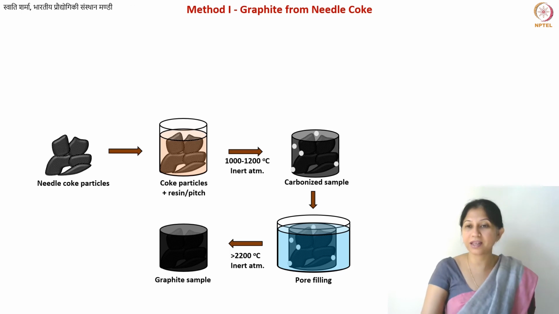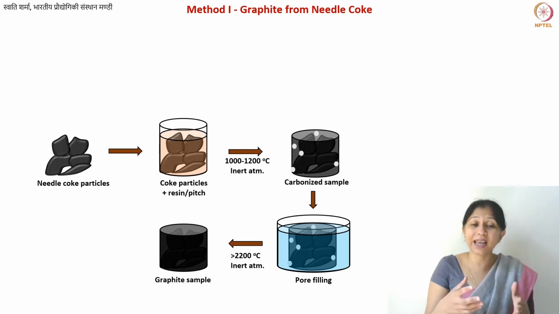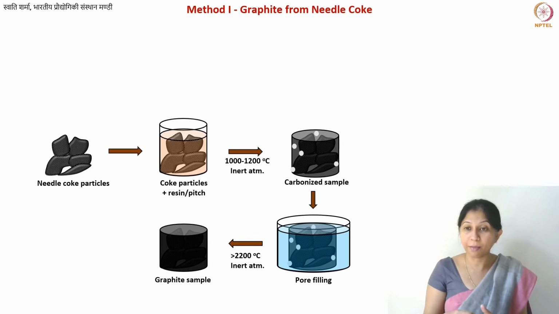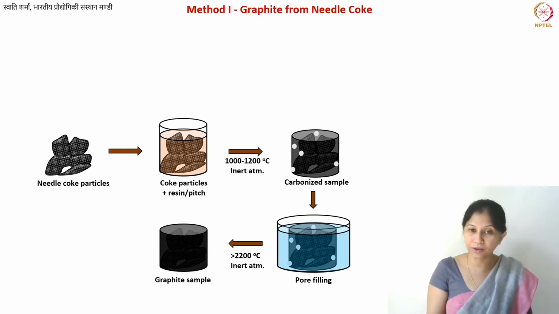And now you will carbonize it again, but this time above 2200 degrees. In most industrial processes, 3000 degrees. So again in the inert atmosphere, and this time you're going to get graphite. In any case, at 1200 you would not get graphite. You will get a certain form of carbon which may be graphitizing carbon, but it's not graphite yet. Graphite you will only typically get above 2200 degrees.